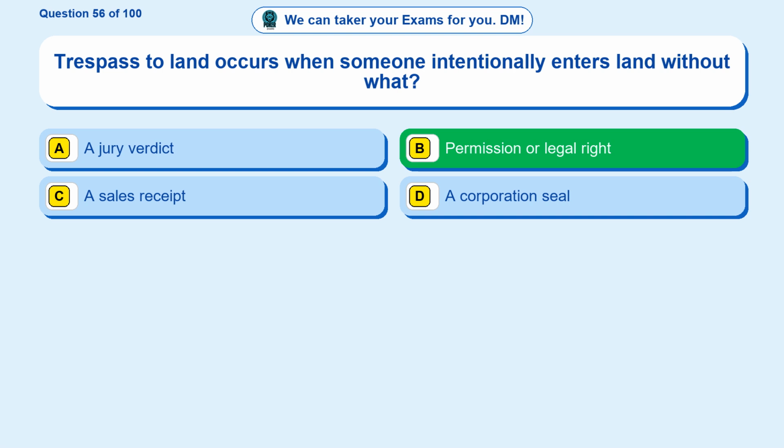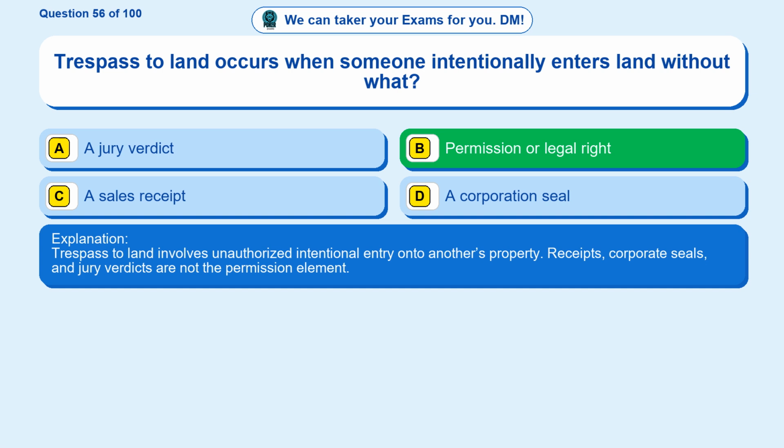The correct answer is option B, permission or legal right. Trespass to land involves unauthorized intentional entry onto another's property. Receipts, corporate seals, and jury verdicts are not the permission element.